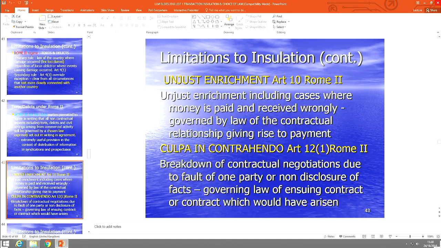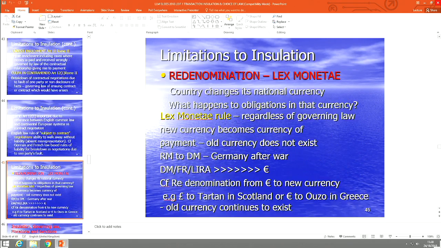I'm going to move on to talk about things other than culpa in contrahendo and torts and civil wrongs which fall outside the control of the governing law. And in that context, we have something else which is a really difficult question, namely this one, the lex monetae rule. Everybody started looking at this lex monetae problem because of Greece.